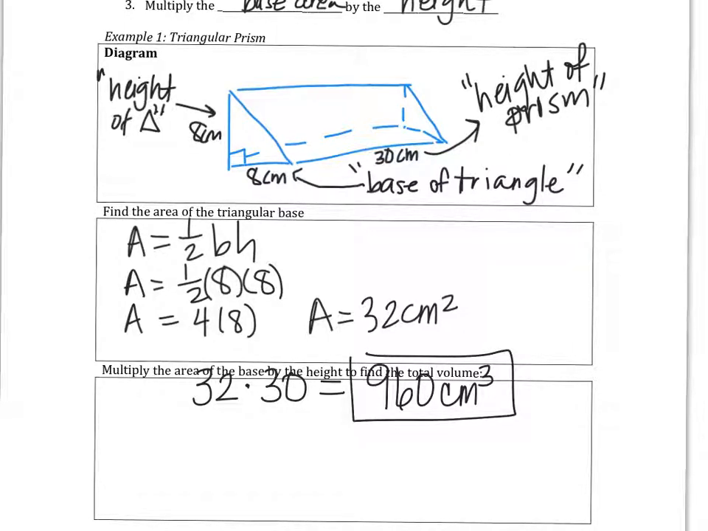Actually, let me show you this way. Erase this. Our 32 centimeters were squared, and then we're going to multiply it by 30 more centimeters, and that's where we get the cube from.